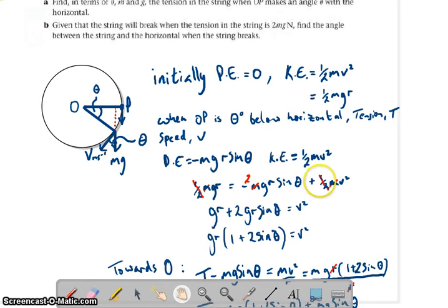and obviously we've got a common m that we can cancel. We can get rid of this half here, and that cancels with a half here. So we get that gr is 2gr sine theta, so that's equal to v. Okay, so this gives us a value for v squared.